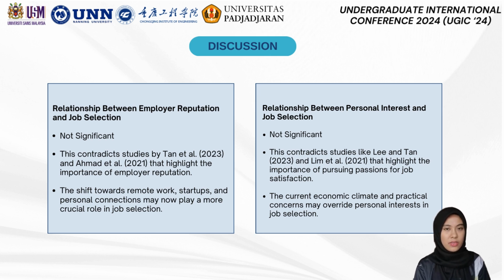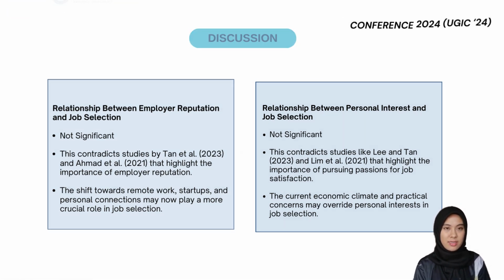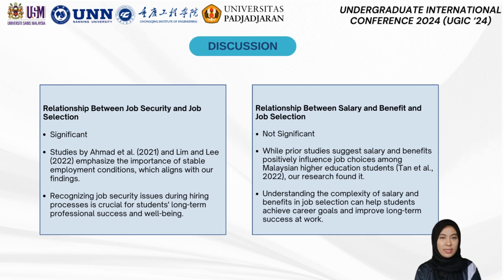Next, there is no significant link between personal interest and job selection decisions among Malaysian higher education students. This also contradicts prior study that highlights the importance of pursuing passions for job satisfaction. The current economic climate and practical concerns may override personal interest. The inconsistency in my findings suggests that while personal interest is a factor, it is one of many considerations in student career choices.